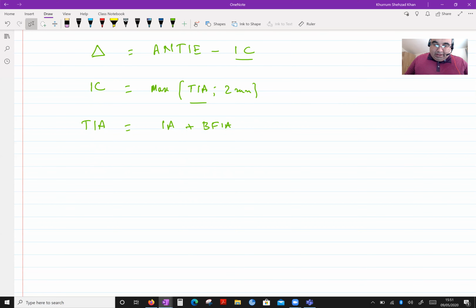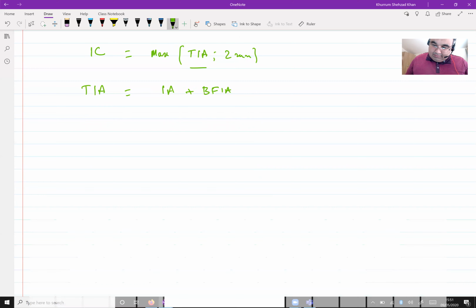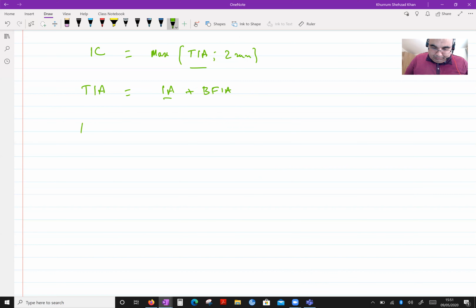Now, what is interest allowance? The interest allowance is basic interest allowance plus NTWI, your aggregate net tax interest income. If there is not any expense, then that is added to the basic interest allowance. Now, what is basic interest allowance?